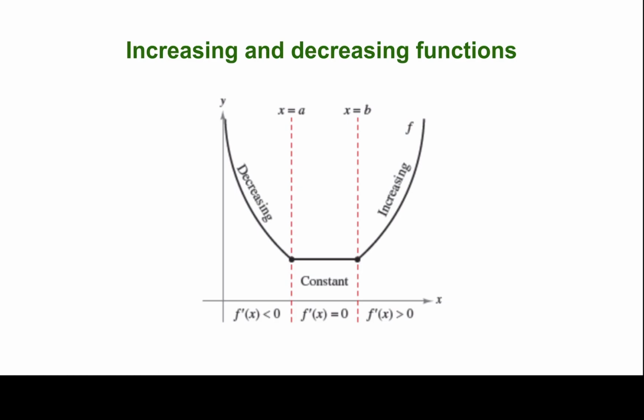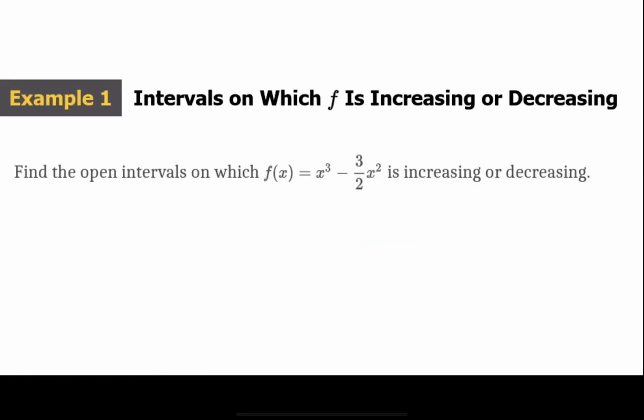And then in between a and b, we have a horizontal line, so it's constant. And at that point, the derivative will be 0. So the slope of the tangent line will be 0 at that point. And then to the right of b, we have an increasing function, and the derivative will be positive at that point. Okay, so a type of example we can see is the following.